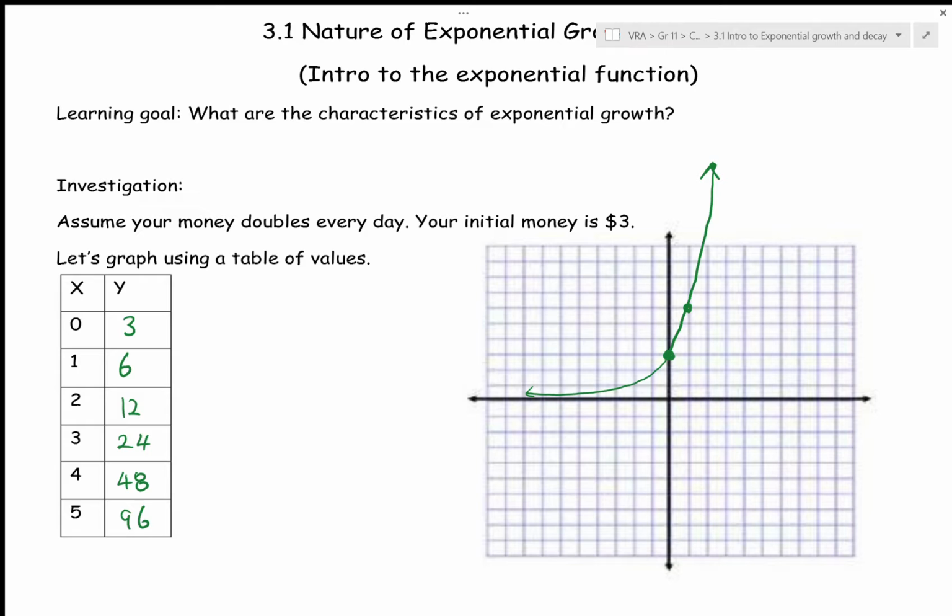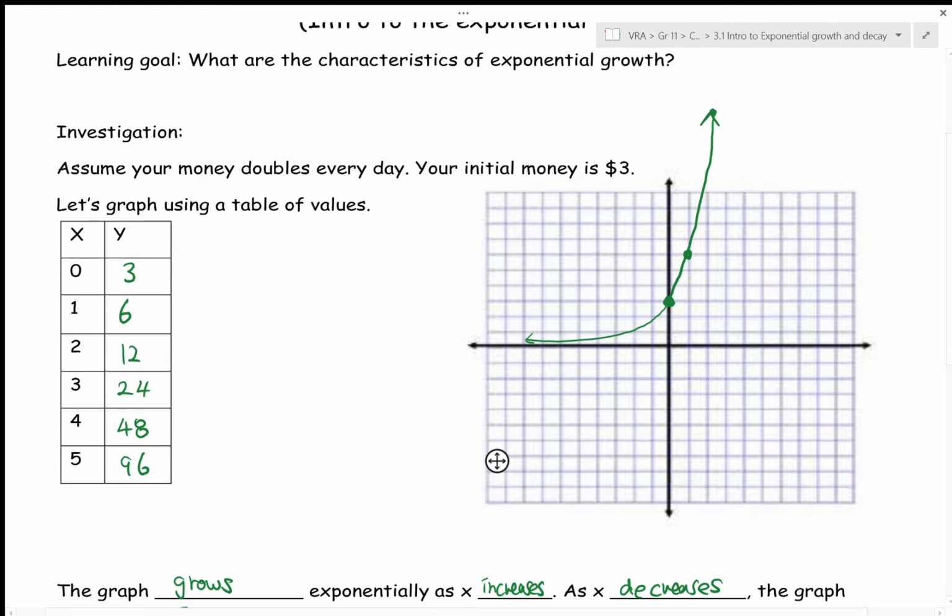Now, if you plot the points, according to what I drew here, the grid wasn't really good enough to contain all these points, but if you actually draw a graph, what you can see is that as x goes this way, meaning x increases, your graph increases exponentially as well. It grows really, really quickly. And as x approaches negative infinity, or goes to the left, the graph doesn't cross the x-axis. It just gets really, really close to the x-axis.